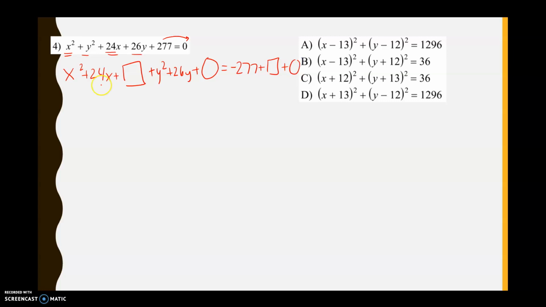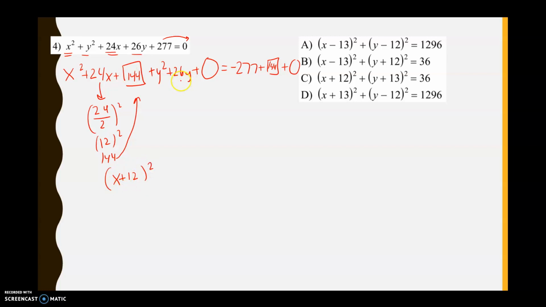All right, so what's this first one going to be? I'm going to take my b term, which is 24, divide it by 2 and square it, which is going to give me 12 squared, which is 144. So 144 is going to go in here and in here. And this is going to factor to be x plus 12 squared.